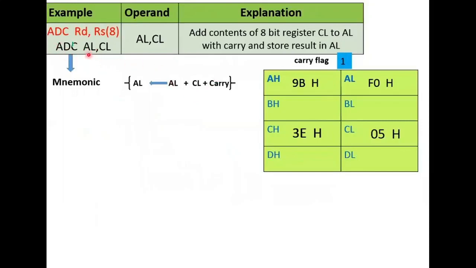Right. Now by seeing this AL and CL, I can easily understand we are going to perform 8-bit addition. See this one, in AL I have F0. In CL I have 05. And the carry flag status is 1. Now I am going to add all three values, F0, 05 and carry flag 1. After adding, I get F6. This F6 I am going to store in AL, because in this instruction, this is the destination operand. So the result will be stored in AL. So in AL we store the result F6.